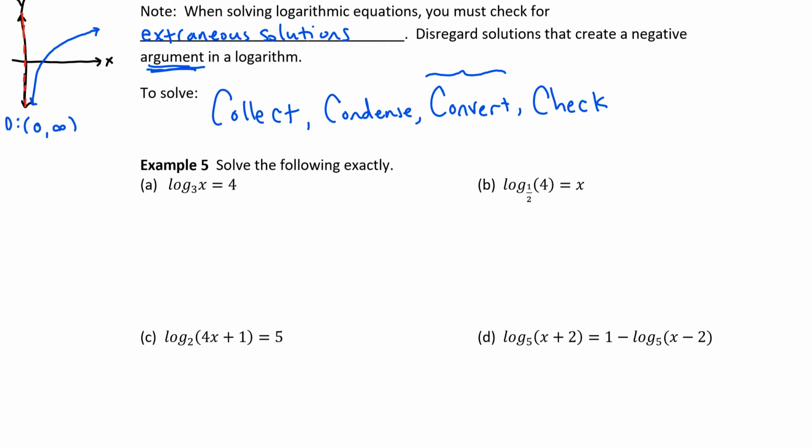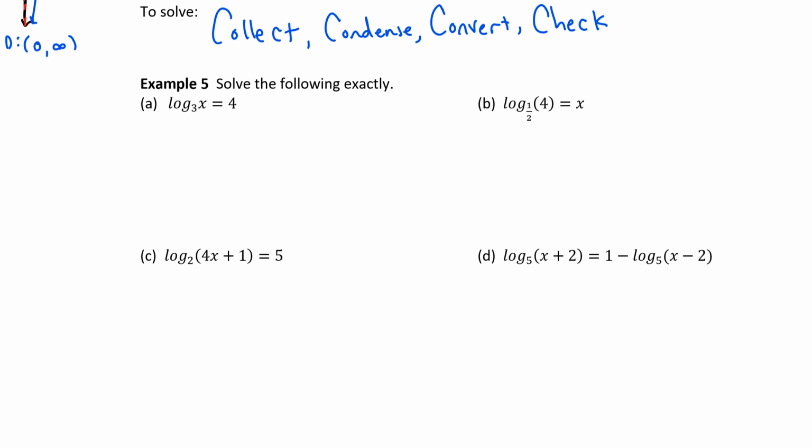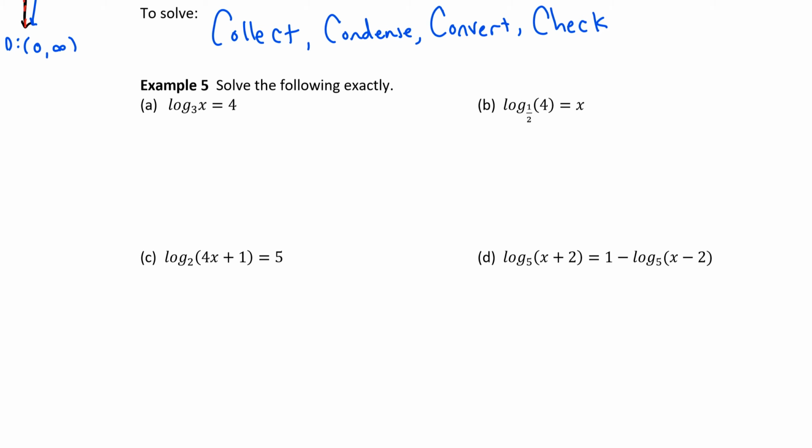Example 5, solve the following logarithmic equations exactly. And we're going to use the process collect, condense, convert, check. In this case, the logarithm is by itself on one side. It is condensed into a single logarithm, so all we have to do is convert to exponential form. Recall that means we take the base of the logarithm, raise it to the exponent on the other side of the equals, and set it equal to the argument. So we have base 3 exponent 4 equals x. 3 to the 4th power equals 81. Therefore, we have solved the equation.